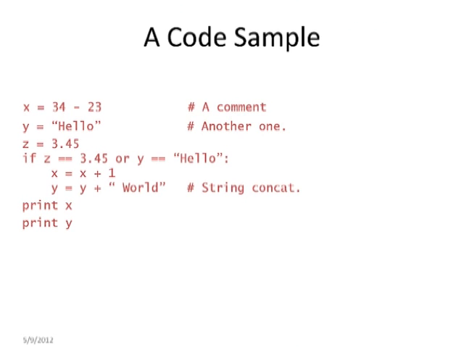Okay, so we'll take a basic code now and we'll understand it. I just wrote six lines and we'll understand it line by line. For a comment in Python, it starts with hash. Anything followed by hash is a comment. And then, you have to assign a string. If you take the first line, x equals 34 minus 23, it calculates a value and assigns the value to x.